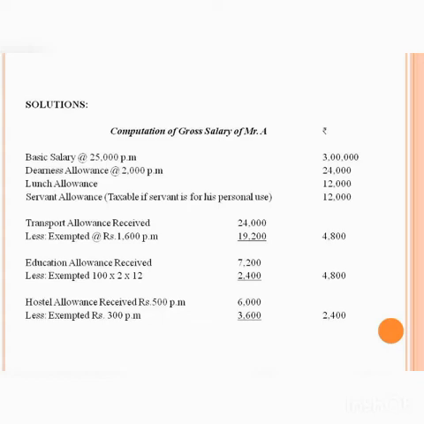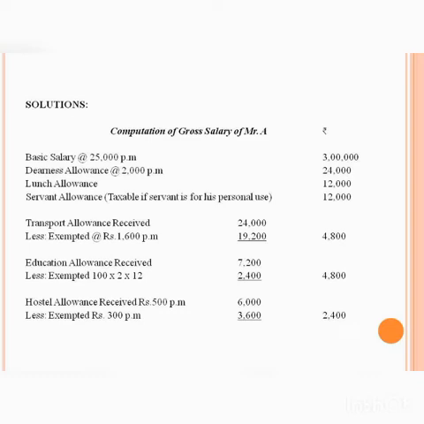This exemption you have to remember. Nobody will tell you in the exams. You have to remember that transport allowance exemption is 1,600 per month. You have to remember, and then you have to write down less exempted this much. Write down below. It comes to 19,000. You subtract this 2, and whatever is remaining, write down outside.